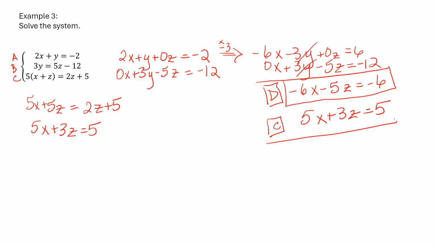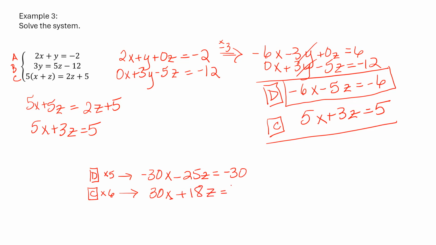And now I want to solve this system of equations. So to do that, I will multiply the D equation by 5, and I'll multiply the C equation by 6. That'll make the x's cancel. I'm going to multiply it by 5, that's just to remind me what I'm doing here. So that's negative 30x minus 25z equals negative 30. And then I'm going to multiply the C equation that I rearranged by 6. So 5x times 6 is 30x, and then plus 18z equals 30.